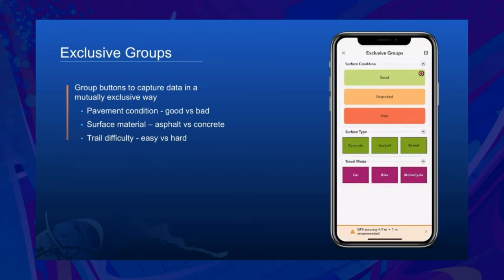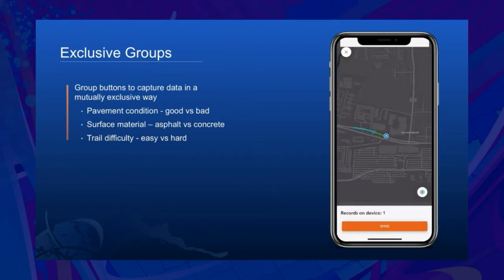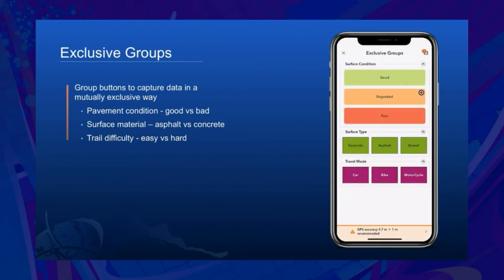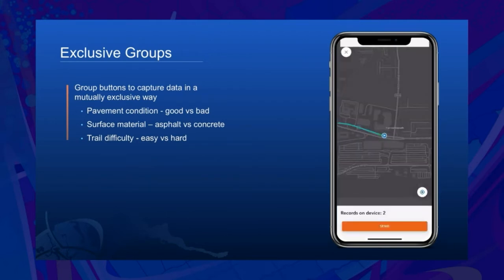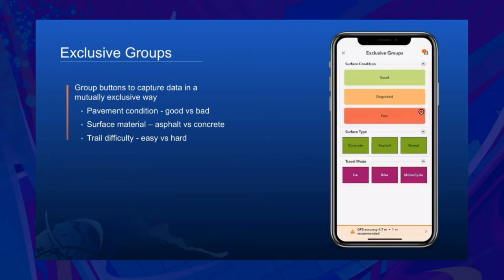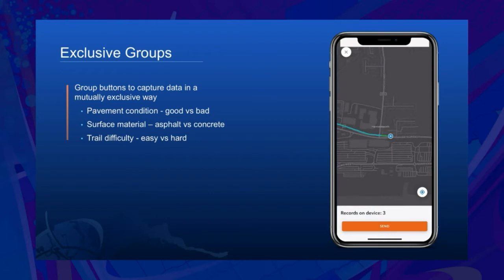Now, back into the project, let's tap degraded. And you can see that the good button stops flashing, that good segment ends, and now we start capturing a new segment of degraded road as a new geometry. Likewise, we tap poor, and degraded stops automatically, and we start capturing a new segment of poor surface type. Back to good again, poor ends, and again we start capturing a new line segment with good.